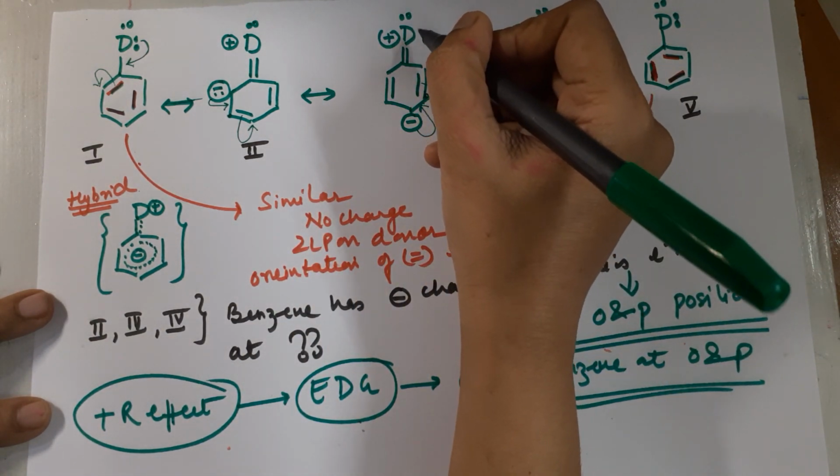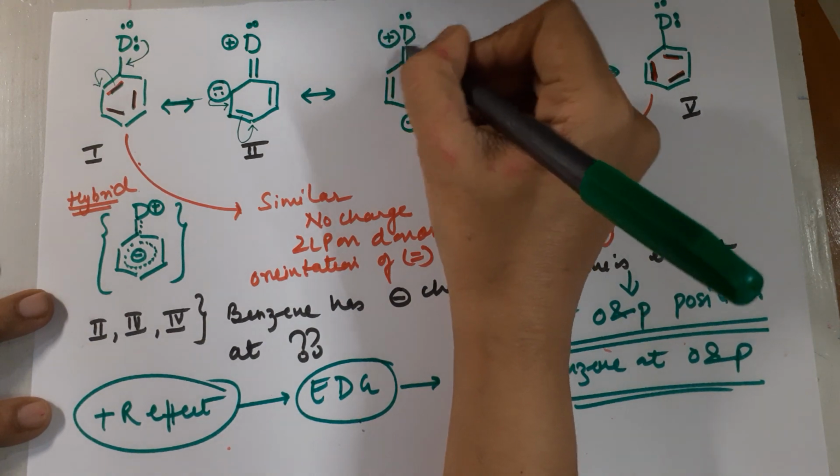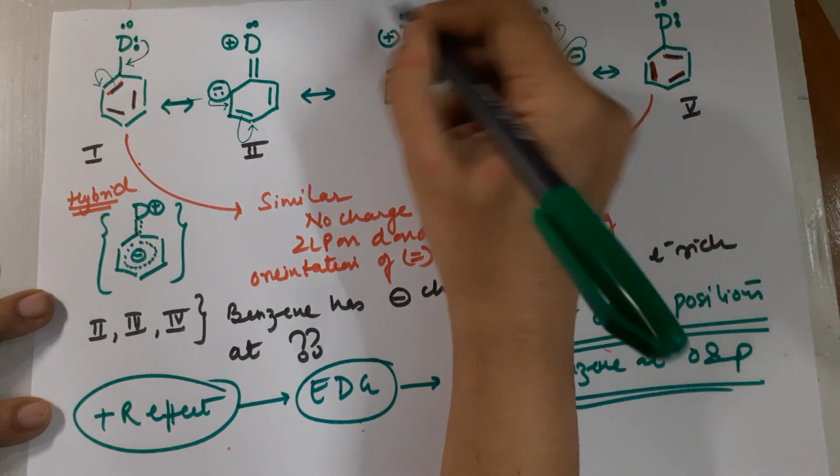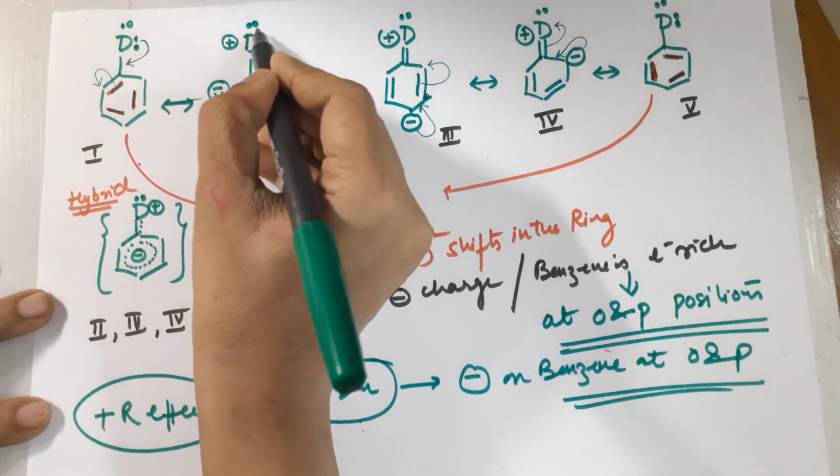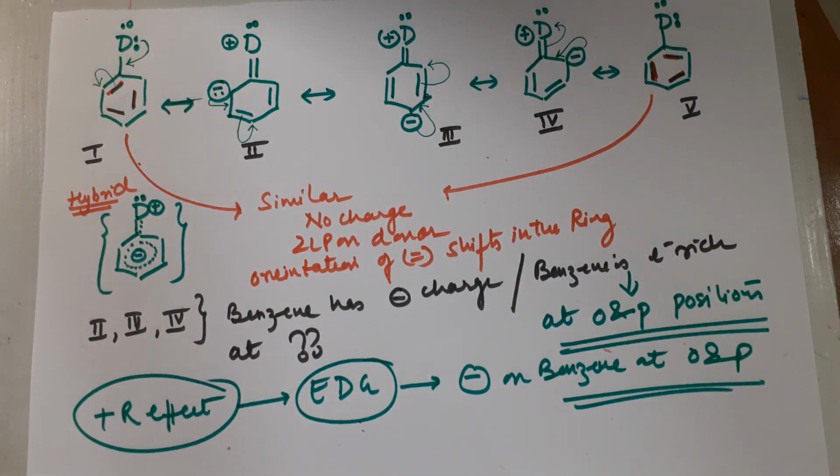This is no such compound. I have just written D to represent that this atom is a donor. So, this always is showing you a plus R effect. Of course, you can also write one lone pair because one lone pair is always there on this atom.